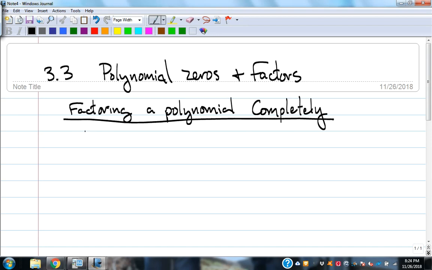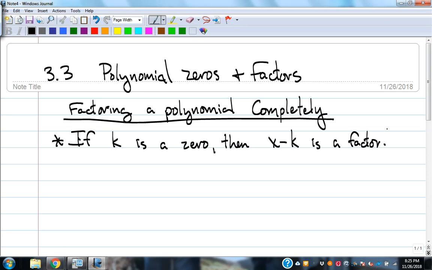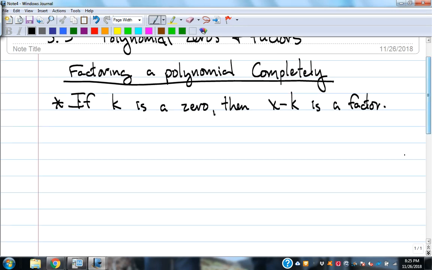Okay. And from there, if this little statement here, if k is a 0, then x minus k is a factor. All right. Now, let's start with this one.